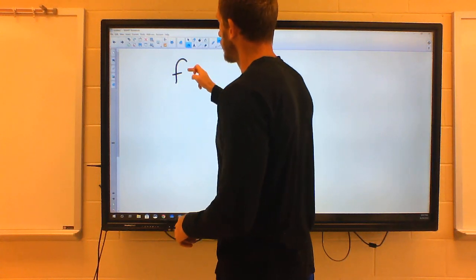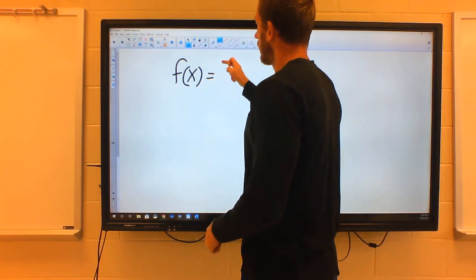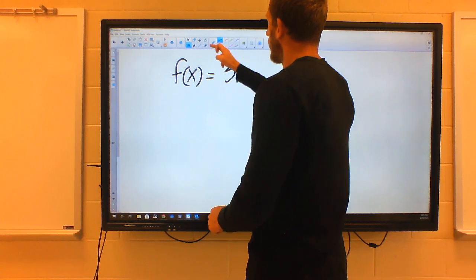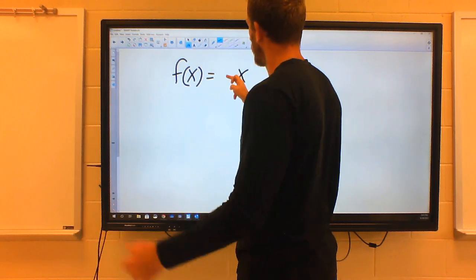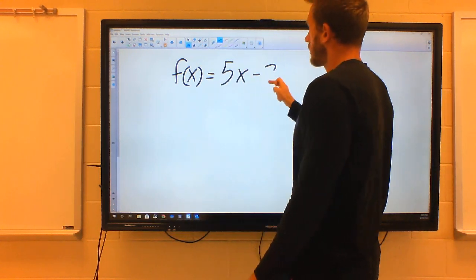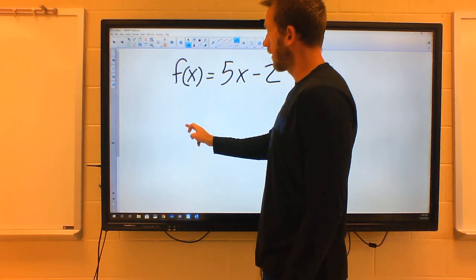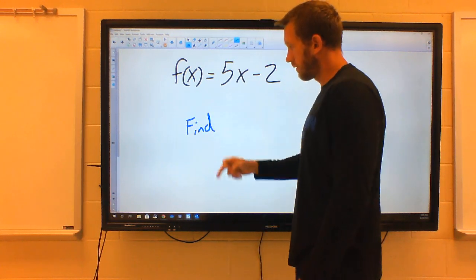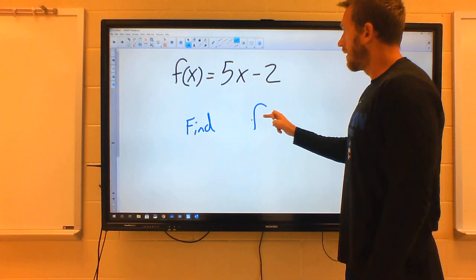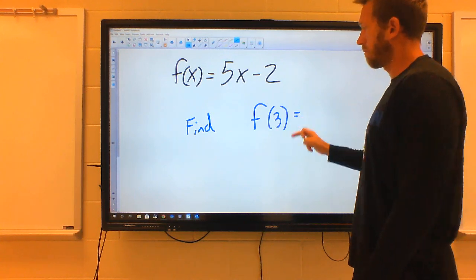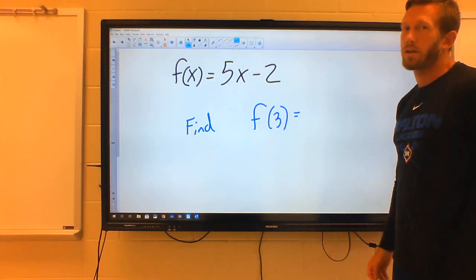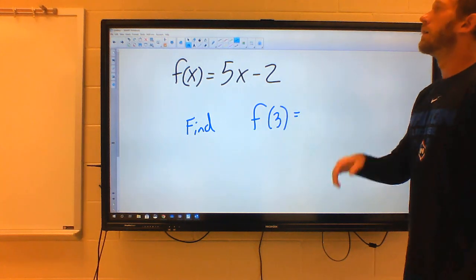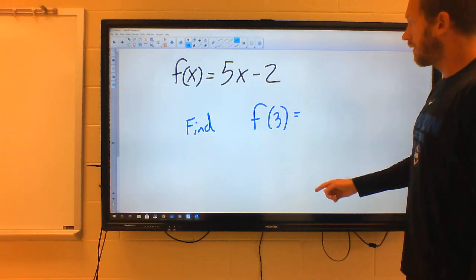So if I had the function f of x equals 3x, sorry, I don't know why I keep doing 3, equals 5x minus 2, I want you to find f of 3. Press pause right now so that you can stop it and then solve it. Okay, you have hopefully solved it.